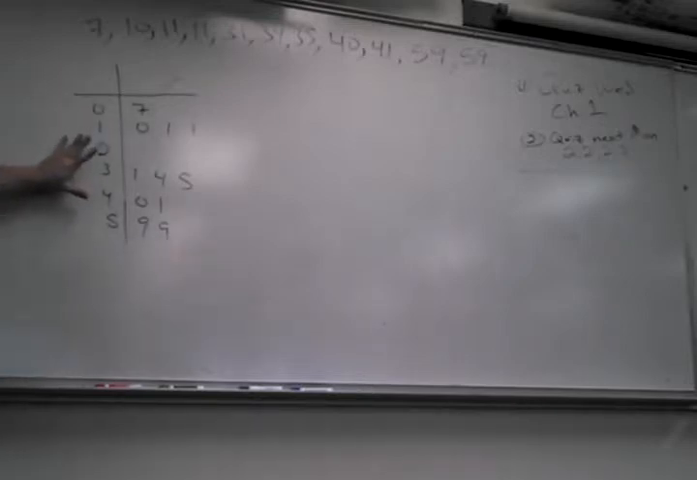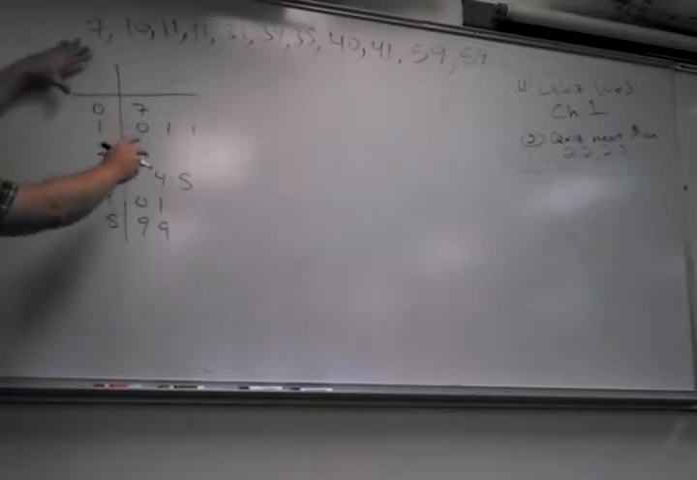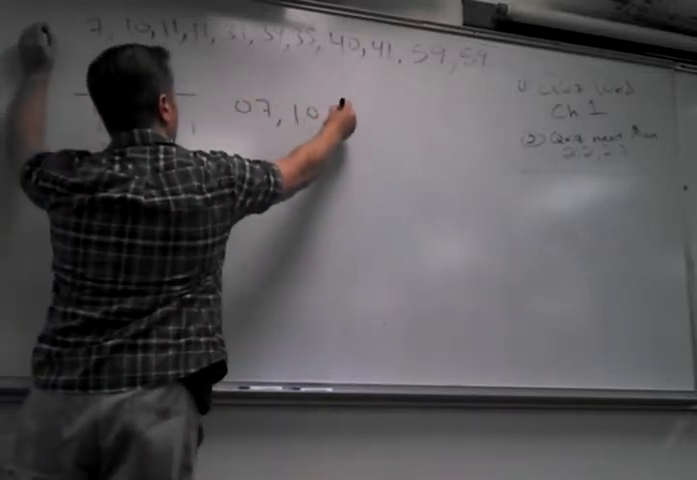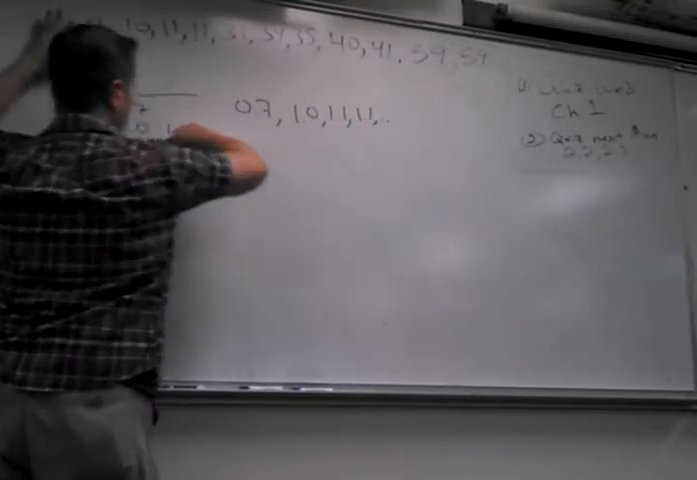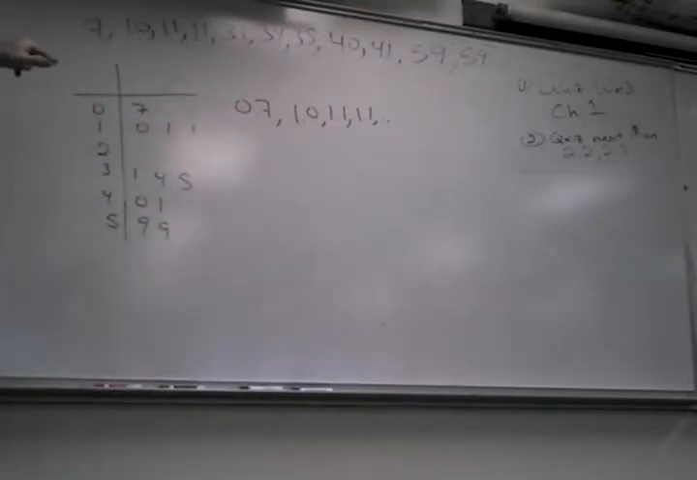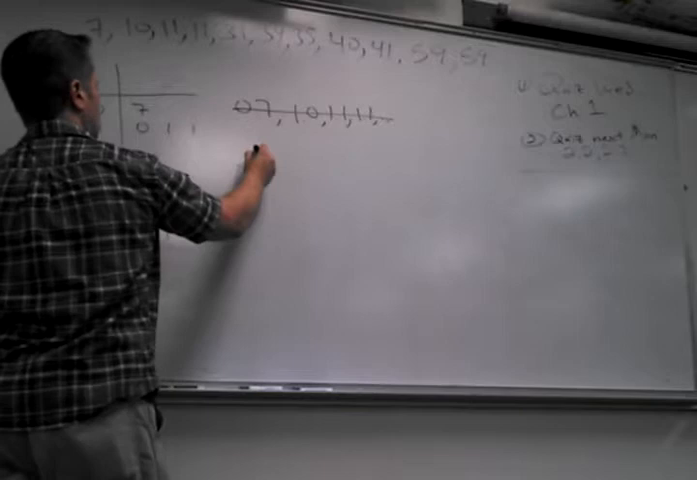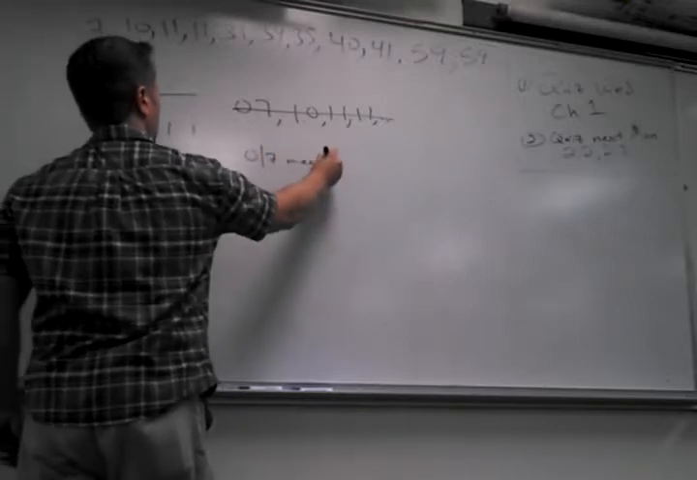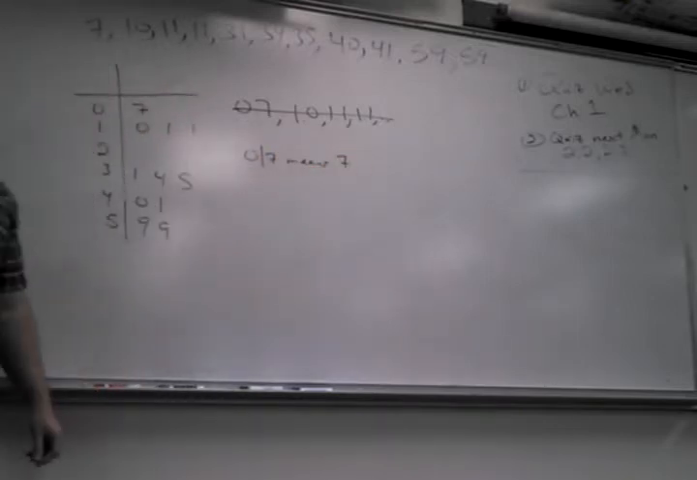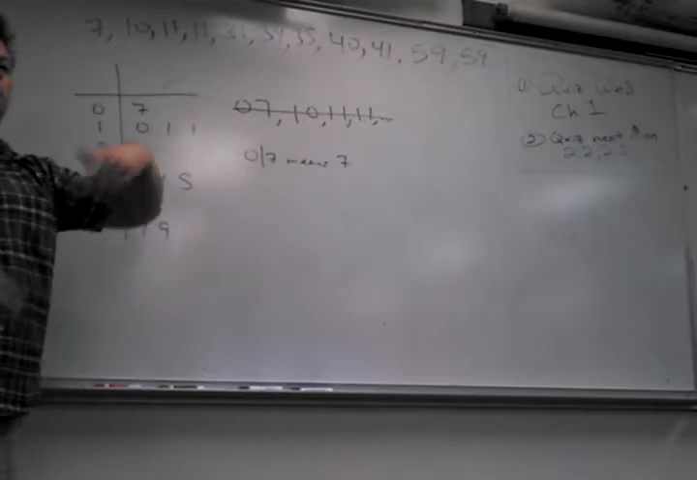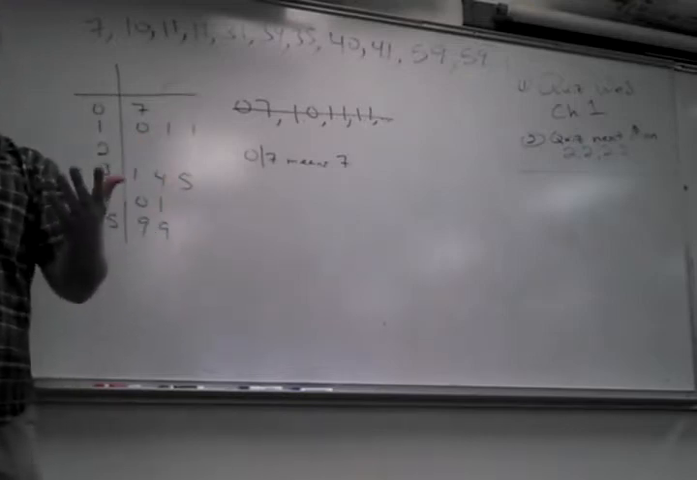So is that decent? Now, what's wrong with this so far is this data could represent this. That could be what that represents. You guys kind of with me here? So I have to have a key. I have to say something like this: 0, 7 means 7. That's my key. So if I ask you to make a stem and leaf plot and you don't have a key, I'm going to take points off, because I don't know what you mean.